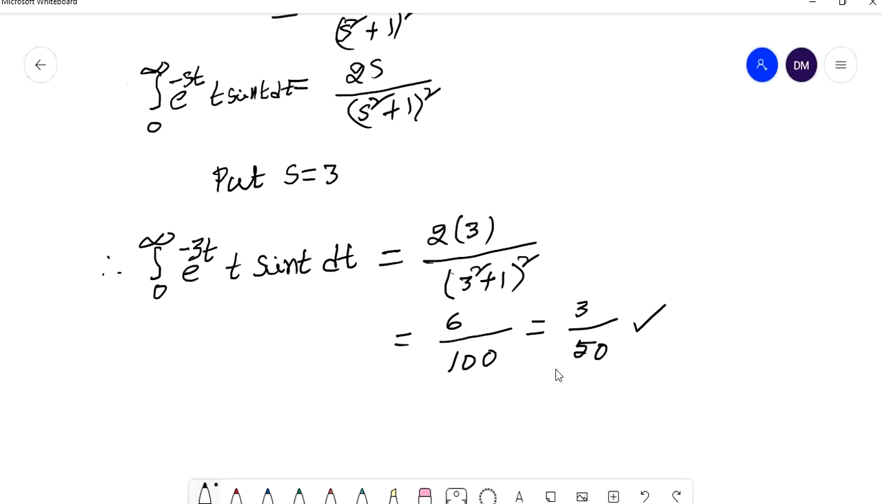So see here how to evaluate the given integral. If the given integral is in the form of 0 to infinity, we can use the definition of Laplace transform. So by using the definition of Laplace transform, we can evaluate the integrals which are in the form of 0 to infinity, right? Now moving to the second problem.